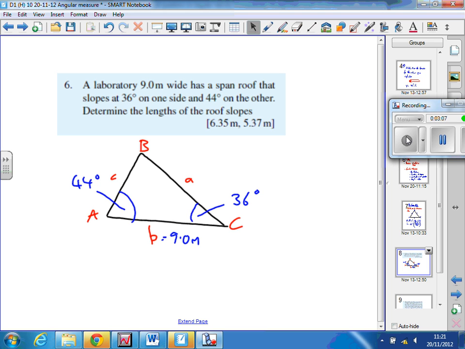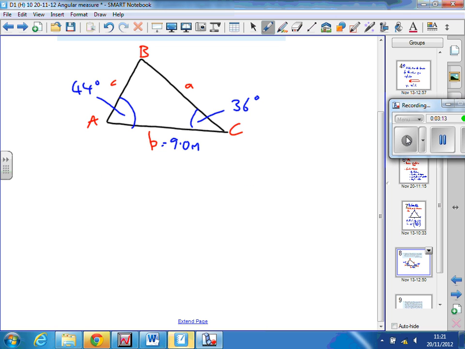So first off, because the angles of the triangle add up to 180, I can find this. So find B using angles in the triangle add up to 180, and then we do know a ratio. We know side B to angle B, so therefore we can use the sine rule to find A and C.